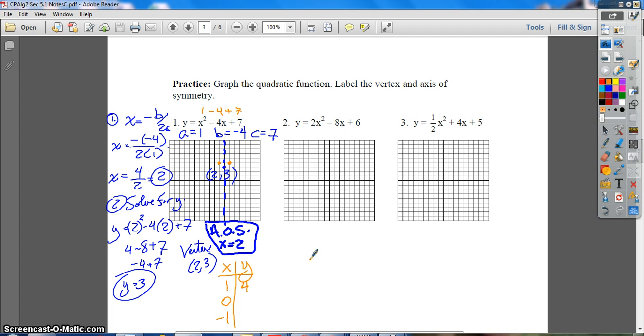If I put 0 in, it will be 0 minus 0 plus 7. So you can see I'm going to get 0, 7 here. 0 up 7, 4, 5, 6, 7. I can match that up.